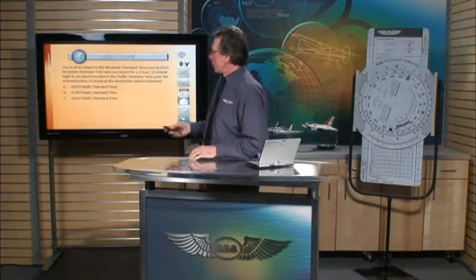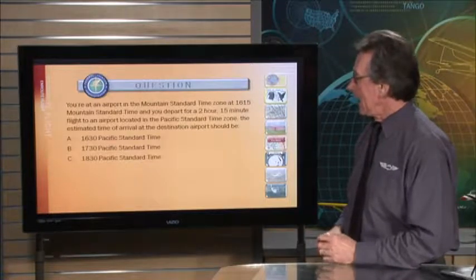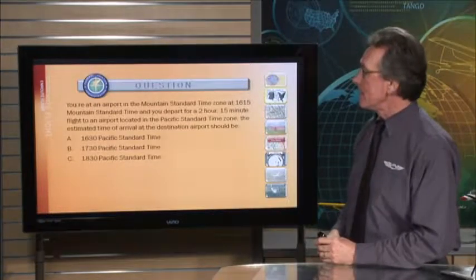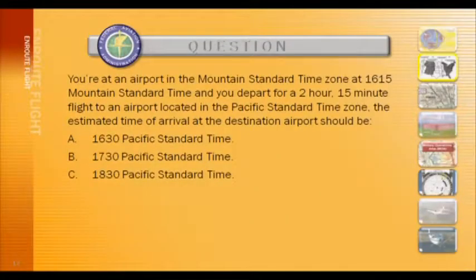All right, let's take this test question on aviation time. You're at an airport in the Mountain Standard Time Zone at 16:15 Mountain Standard Time, and you depart for a 2-hour, 15-minute flight to an airport located in the Pacific Standard Time Zone. The estimated time of arrival at the destination airport should be A, B, or C.